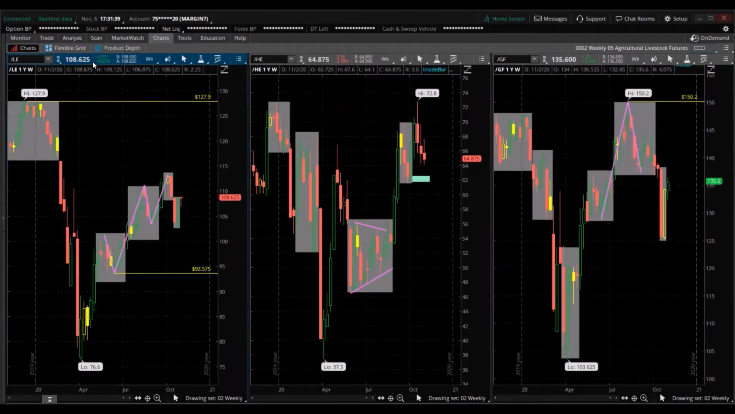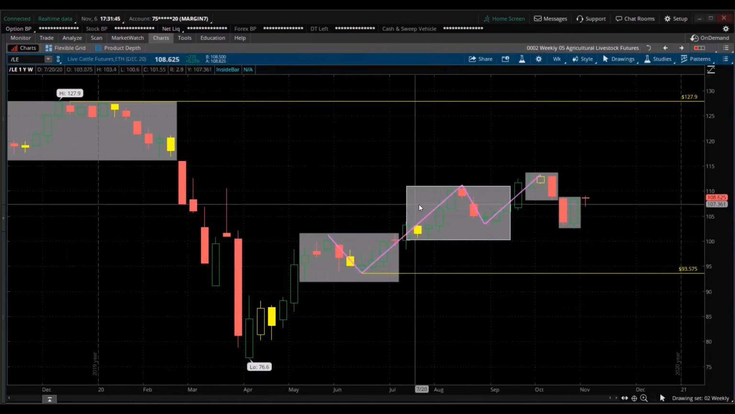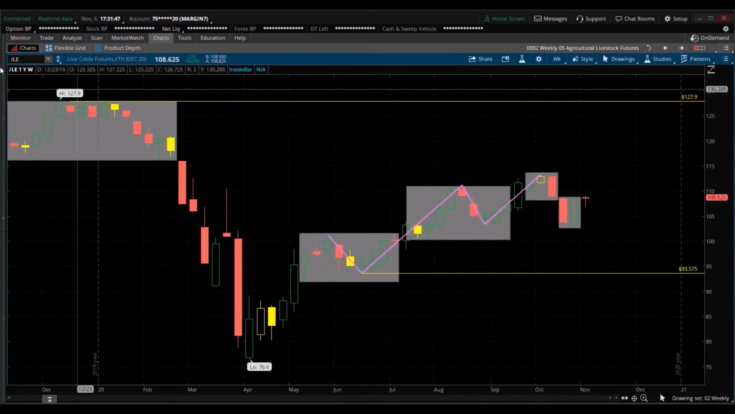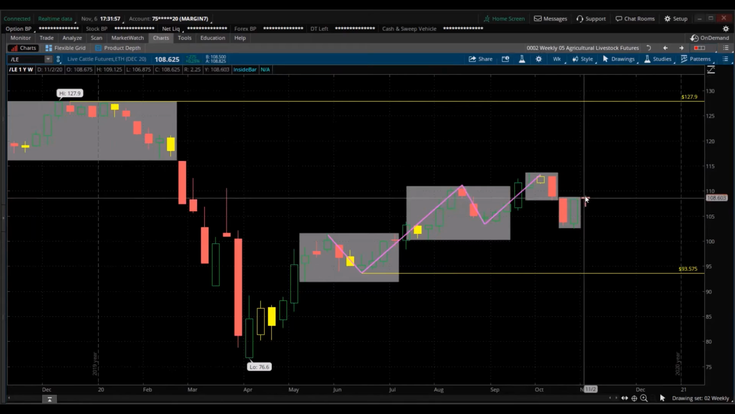Livestock. Going to look at lean cattle, live cattle, lean hog, and feeder cattle. Again, all on the weekly time frame. Looking here first at live cattle, /LE. That's the symbol. Again, all symbols that start with a / are part of the futures market. Small trading range for the week. Red for the week, closed lower than it opened.